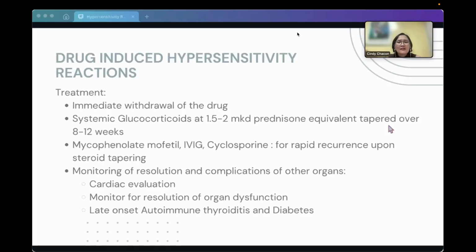Now, given the severe long-term complications of myocarditis, patients should undergo cardiac evaluations in cases of severe DIHS or if heart involvement is suspected due to hypotension or arrhythmia. Patients should be closely monitored for resolution of organ dysfunction and for development of late-onset autoimmune thyroiditis and diabetes up to 6 months.